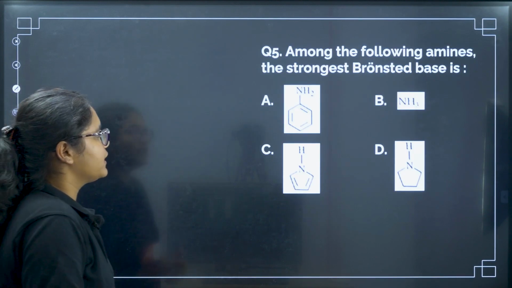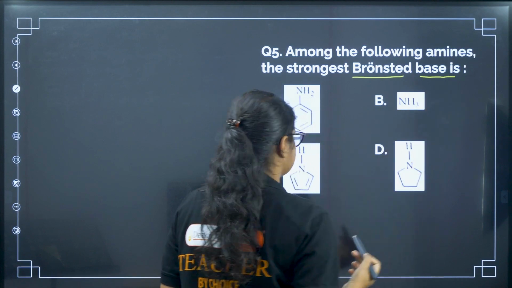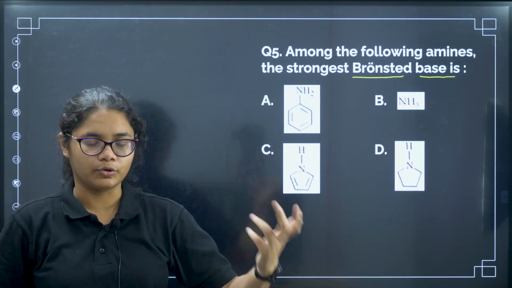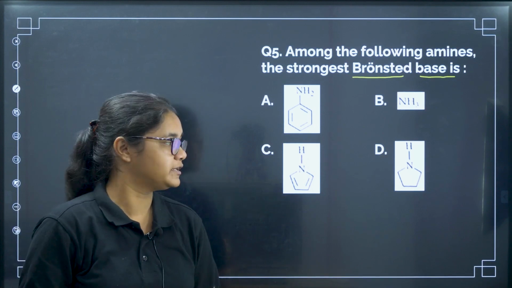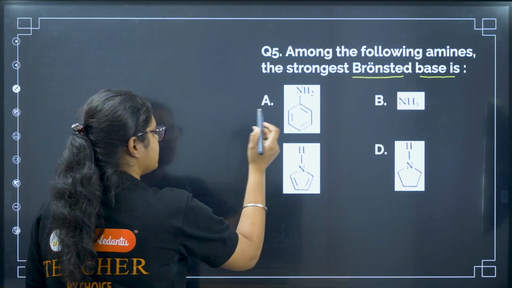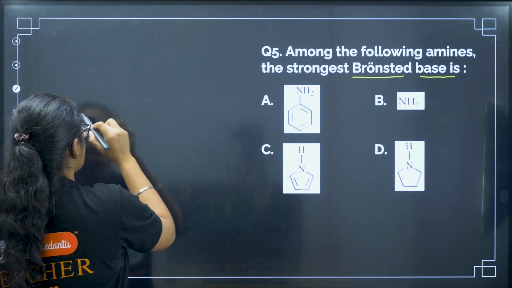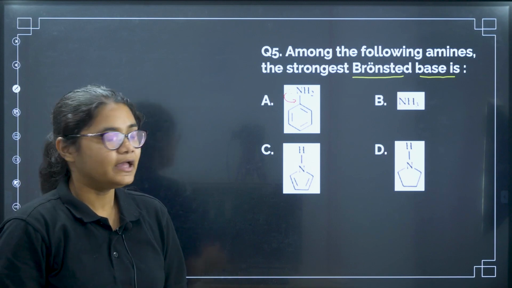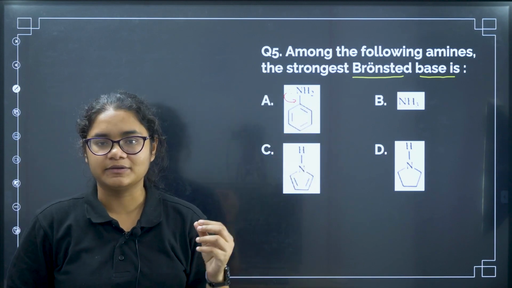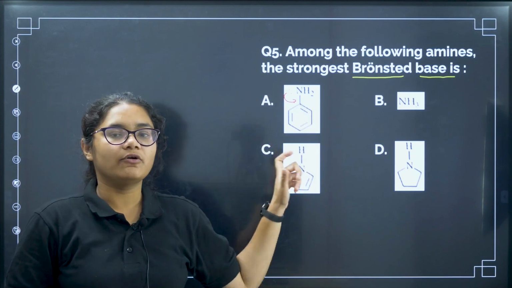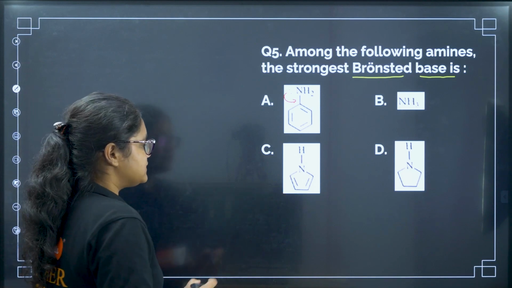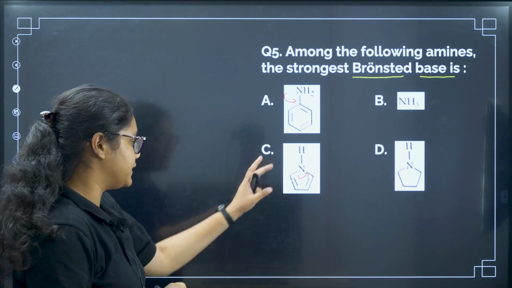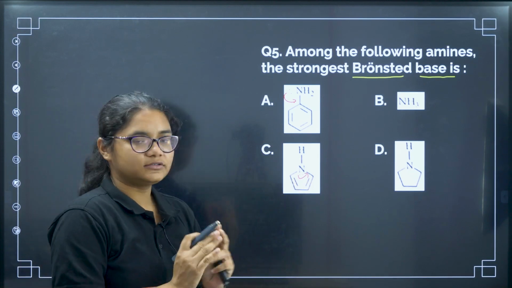Next one: among the following amines, the strongest Bronsted base is. A base is one which can donate its lone pair, or accept H plus. That is the definition. In aniline, the lone pair of the nitrogen is not available for donation because it is in resonance with the ring, so this nitrogen cannot even accept the H plus. In the next one, the lone pair is involved in resonance because it makes the compound aromatic, so this is also not basic.